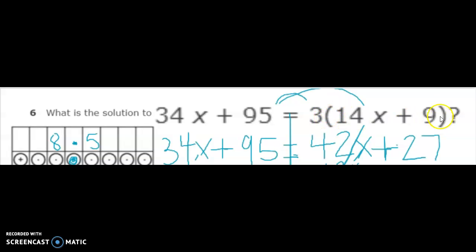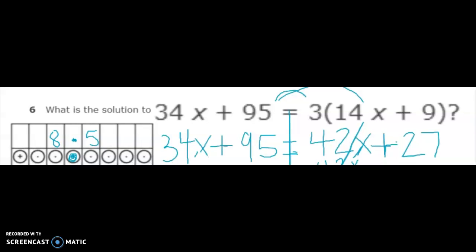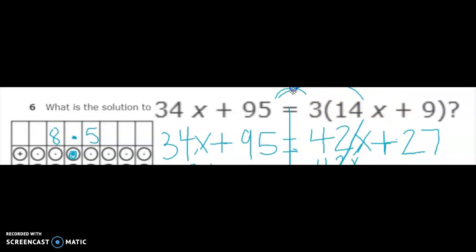On this side, I noticed parentheses, so I can distribute. So what I did was 3 times 14x, then I did 3 times a positive 9. On the left-hand side, I just brought down what I had. I got 34x plus 95 equals 42x plus 27 when I distribute and multiply.